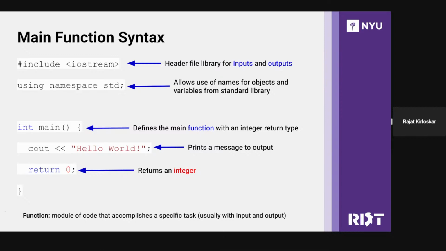Next, we define the function, and as Michael mentioned previously, it always returns an integer data type. Hence, we write int main. This is simple code. Hence, we've written cout inside, which is basically printing the statement hello world, and you're returning 0 as an integer to indicate a successful execution of the code.